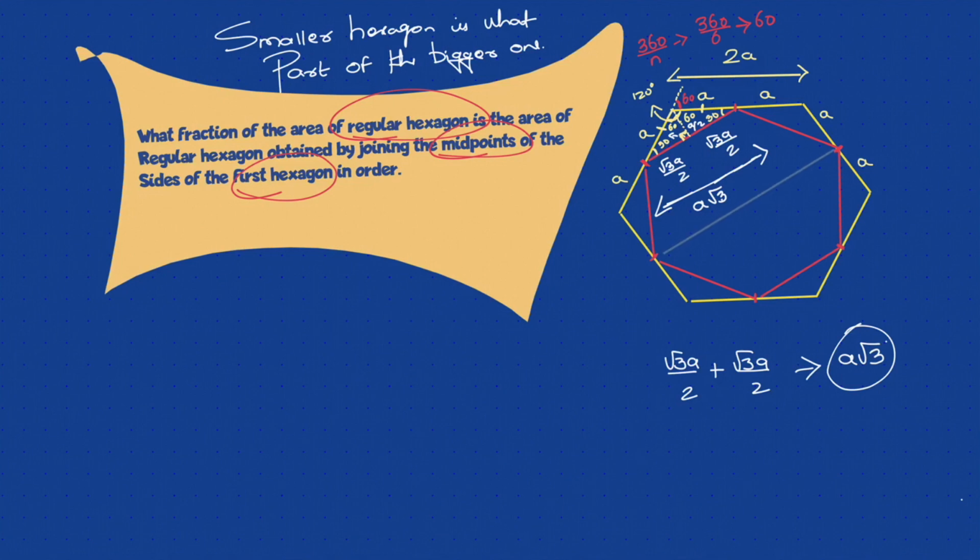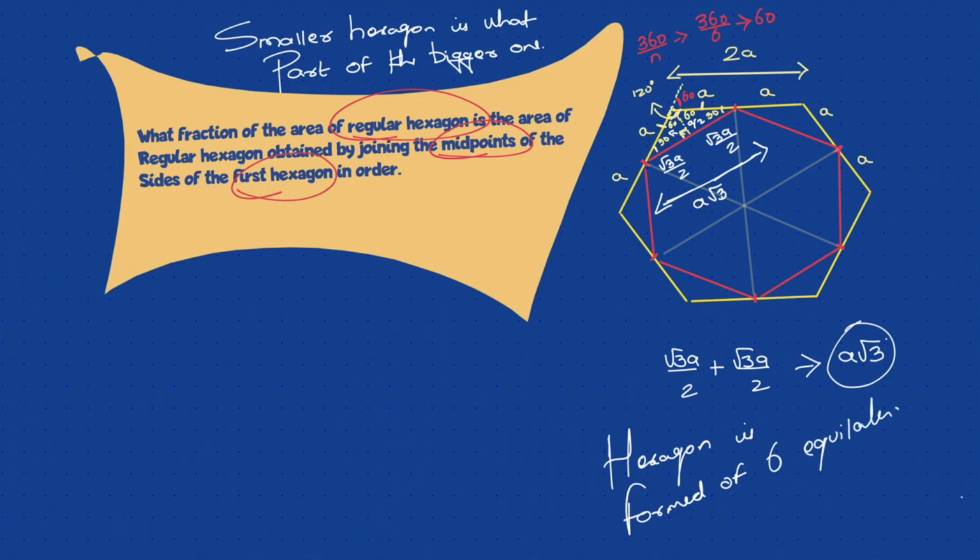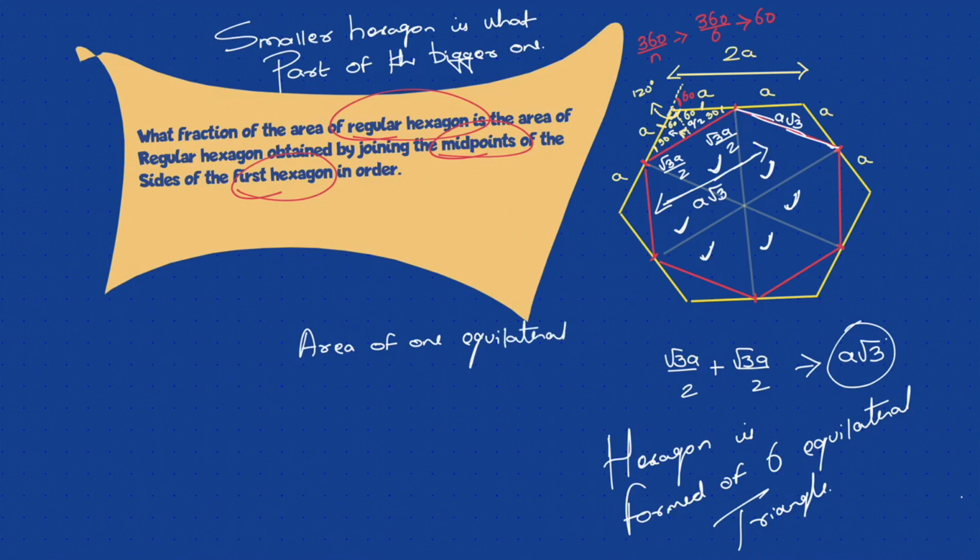Now I need to find its area and compare it with the bigger yellow hexagon. Now let's just draw its diagonals. By observation, we can see this regular hexagon is formed by 6 equilateral triangles. Let's count: 1, 2, 3, 4, 5, 6. These are the 6 equilateral triangles. Now what is the area of an equilateral triangle? We studied this in triangles. It is square root of 3 by 4 into side squared.